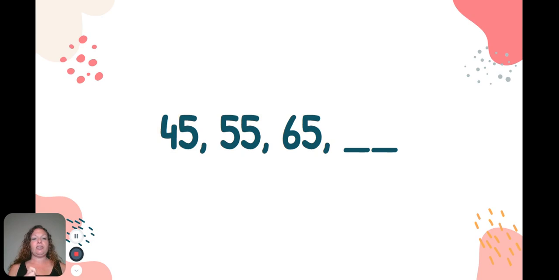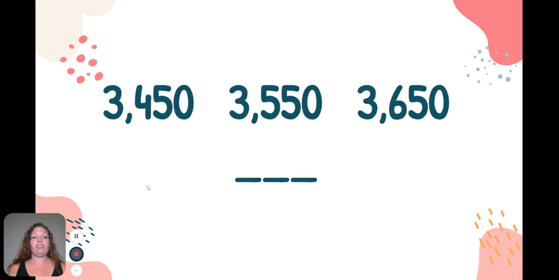All right. So 45, 55, 65. It looks like my 5s stay the same in the 1s place, but my 10s place is changing. First it was 4, then 5, then 6. So now it's 7, 75. Let's try a trickier one.